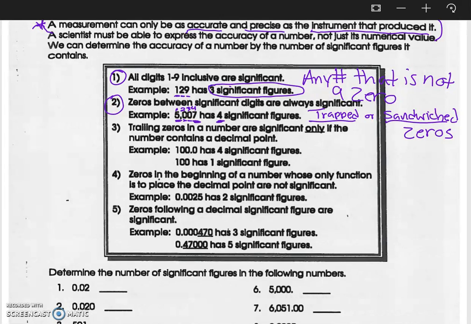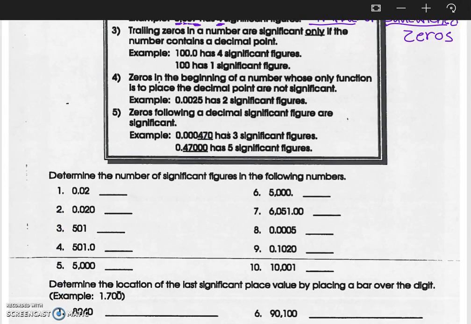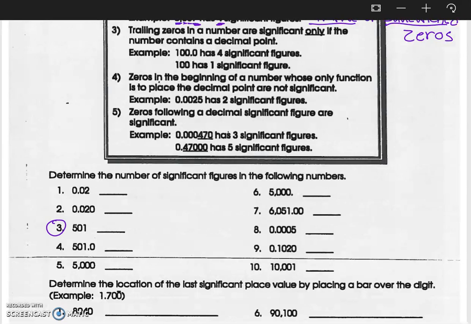So let's scroll down and get an example of that. Oh, here's one. Rule number 2 says the 5 and the 1 are significant because they're non-zeros. And then the 0 in the middle is significant because it's trapped. So this number has 3 significant digits.